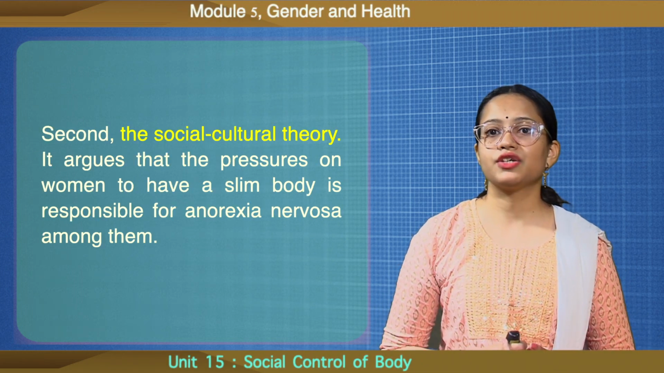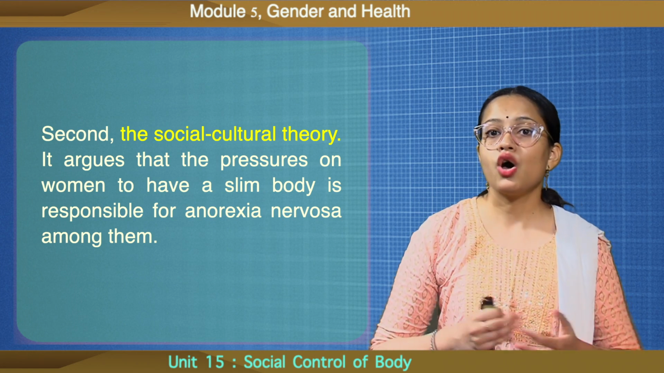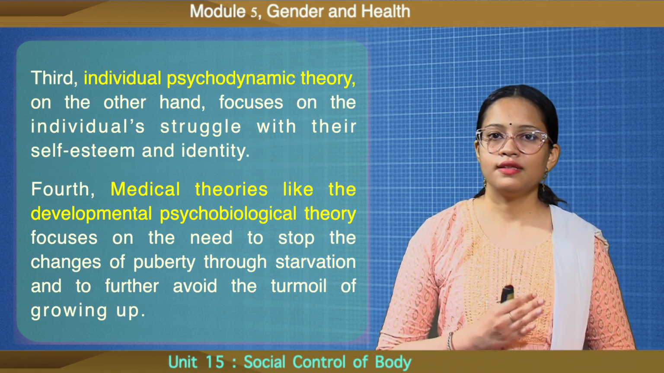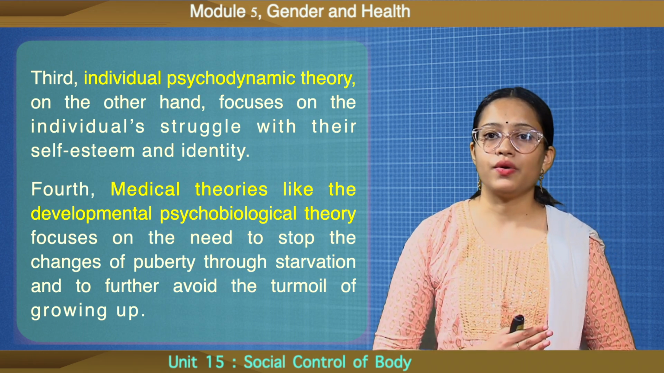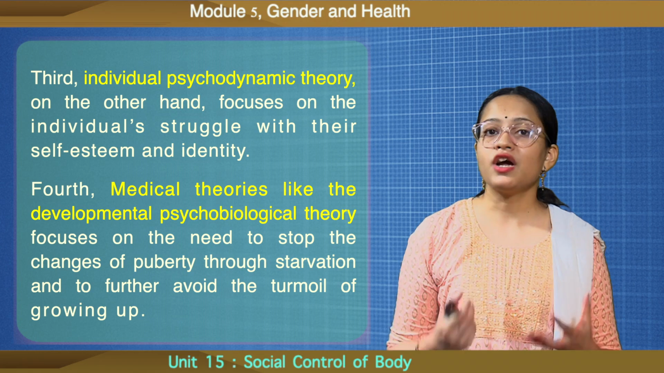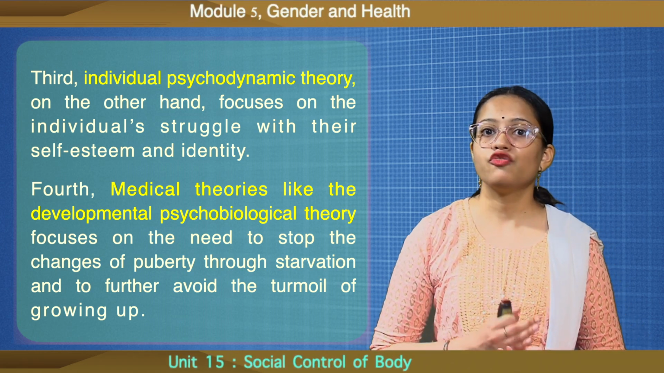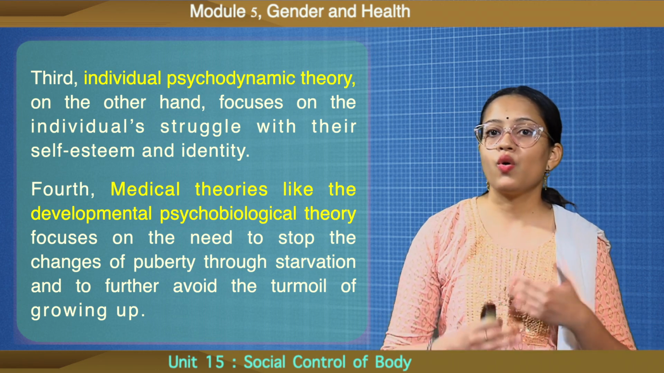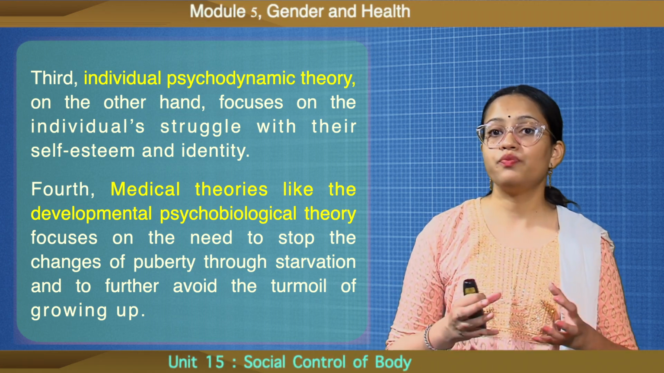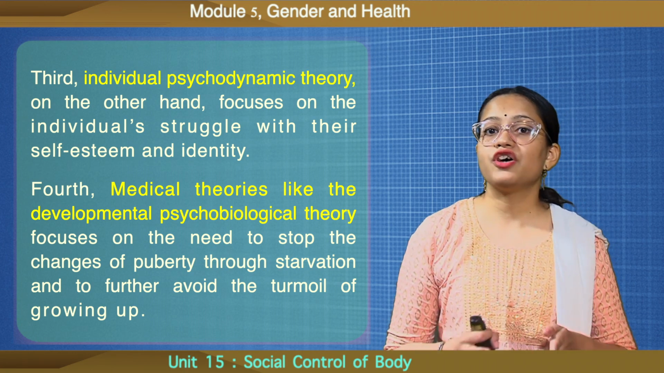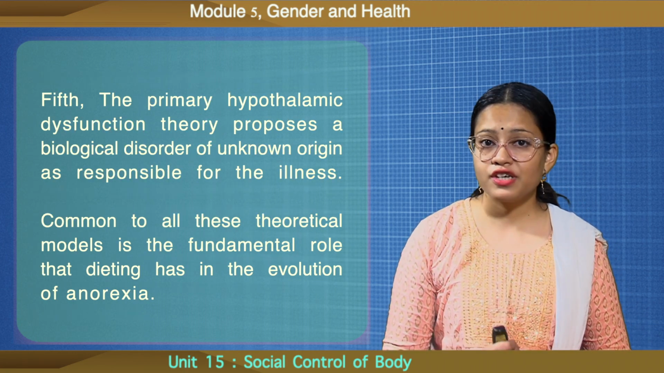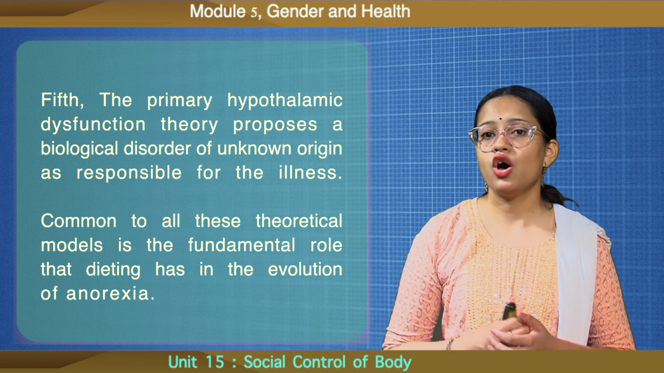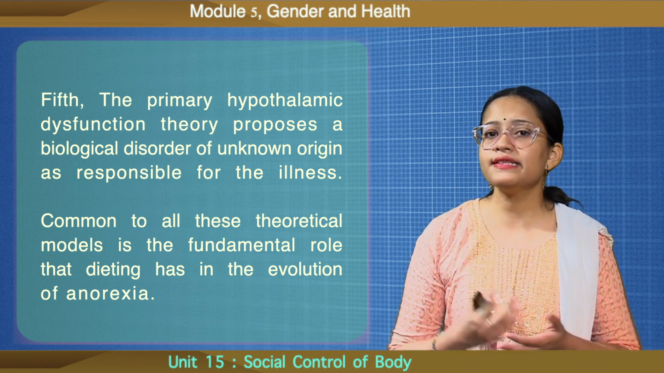Second, the social cultural theory. It argues that the pressures on women to have a slim body are responsible for anorexia among them. Third, the individual psychodynamic theory. It focuses on individuals' struggle with their self-esteem and identity. Fourth, medical theories like the developmental psychobiological theory focus on the need to stop the changes of puberty through starvation and to further avoid the turmoil of growing up. Fifth, the primary hypothalamic dysfunction theory proposes a biological disorder of unknown origin as responsible for this illness.